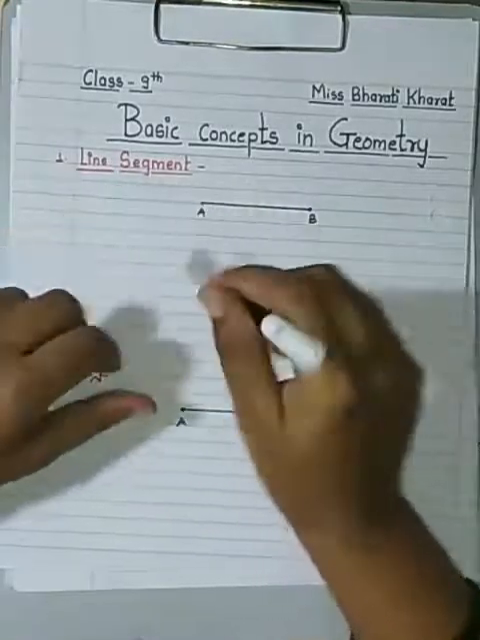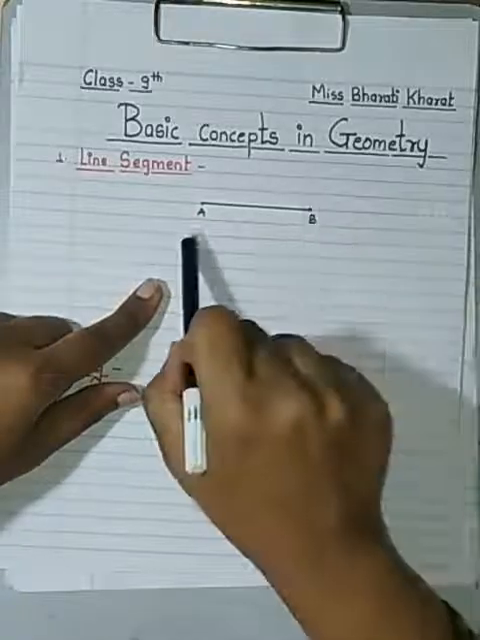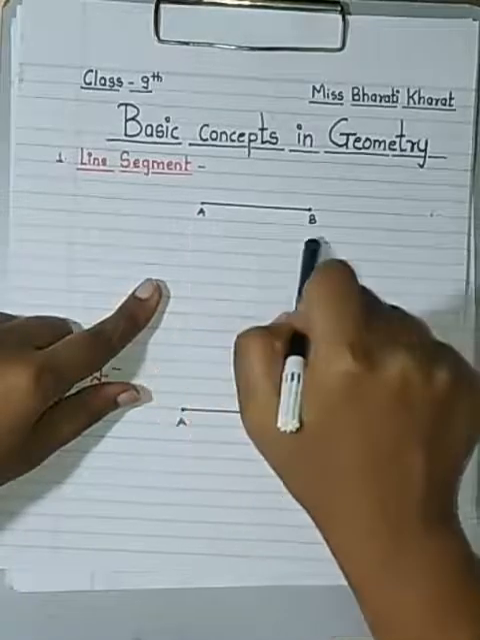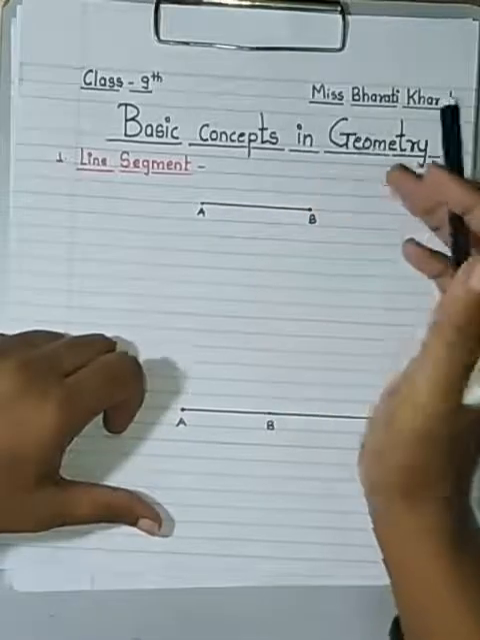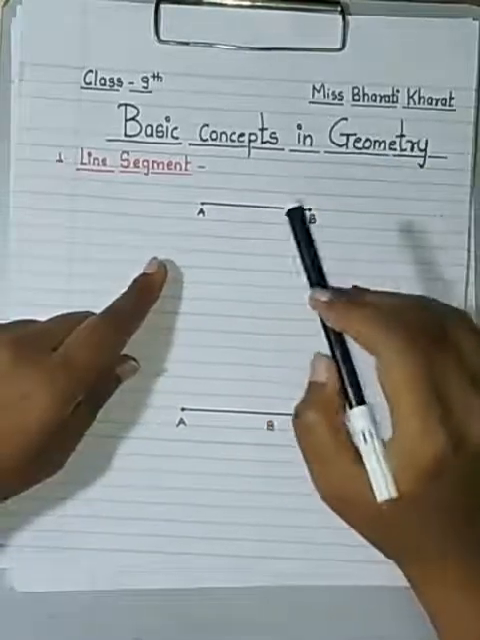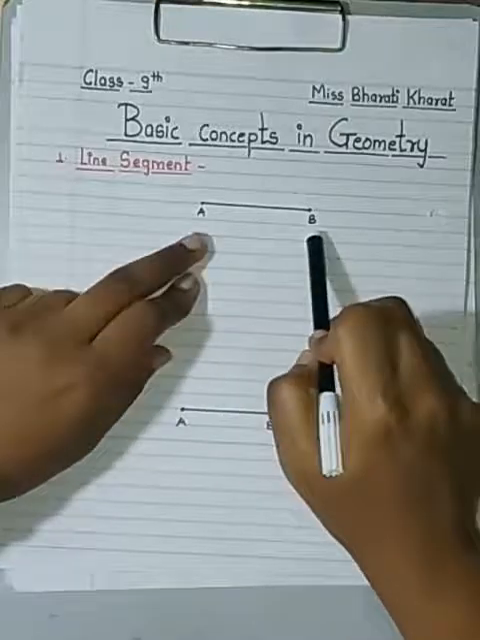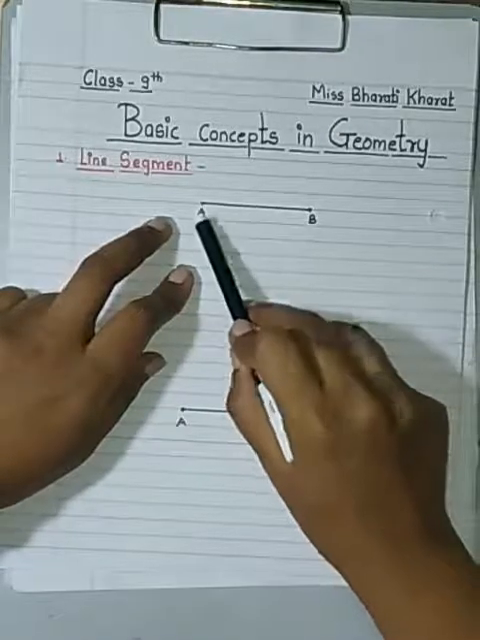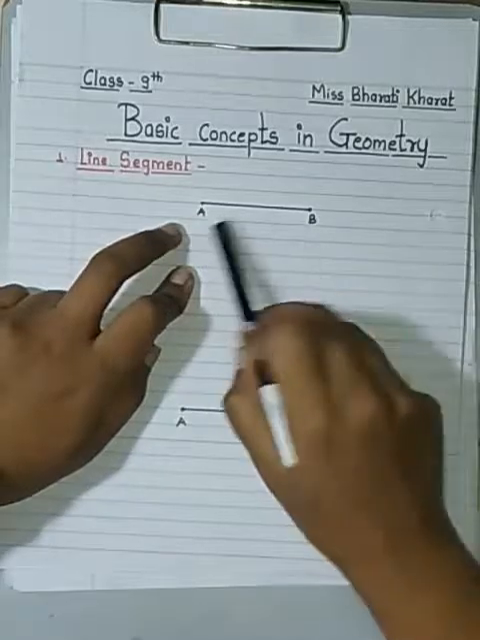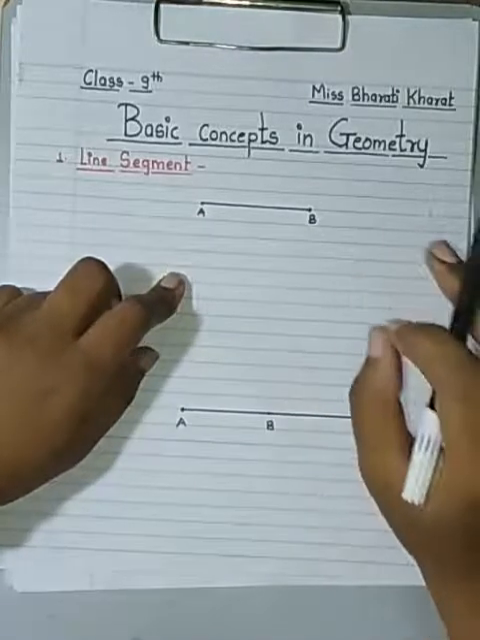Now you can see a diagram over here. Here you can see a line segment. It is named AB. In the traditional way we define a line segment as having 2 points, point A and point B. Or you can also say a line segment has 2 end points, that is point A and point B. A line segment is a part of a line.